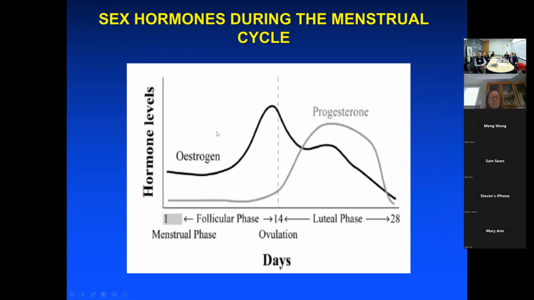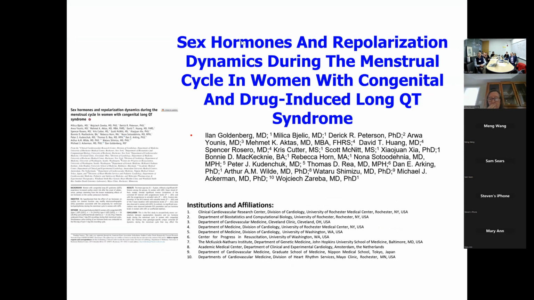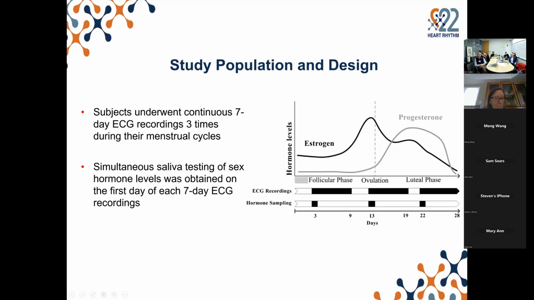And based on this, and using the collaboration of patients in our registry, we have recently studied the correlation of sex hormones and the risk of cardiac events during the menstrual cycle in women with congenital long QT syndrome in our registry. And in this study, women in our registry took levels of sex hormones during the menstrual cycle, and we had 7-day ECG recording cycles to look at the QTc.